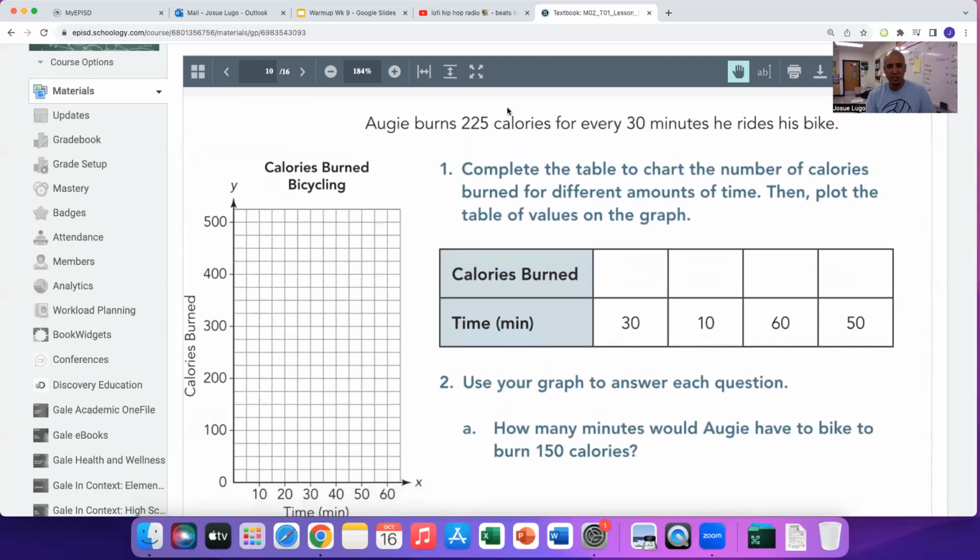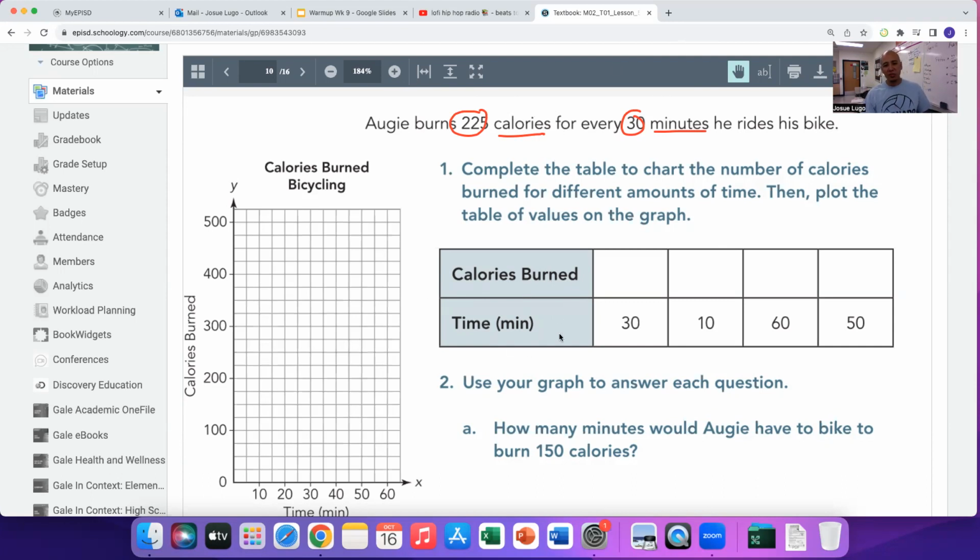So here we can see both the table and the graph. We see that Augie burns 225 calories in this workout for every 30 minutes that he rides. So obviously I'm comparing calories and time. He's consistently burning 225 calories every 30 minutes.